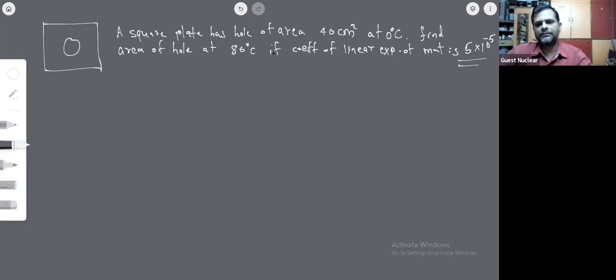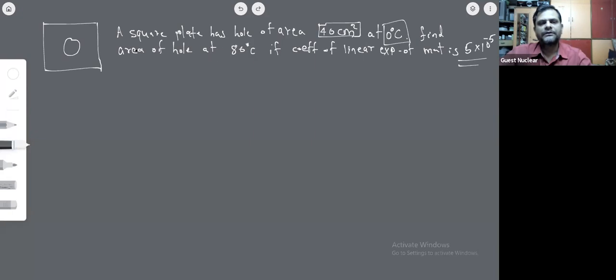Okay, it's given. So let us try to find it out. See here, the area of the hole is given to be 40 centimeters square, and that is also at 0 degrees Celsius temperature. But we want to find out the size of the hole at 80 degrees Celsius temperature, and the linear expansion coefficient is already given. So let us try to find it out.